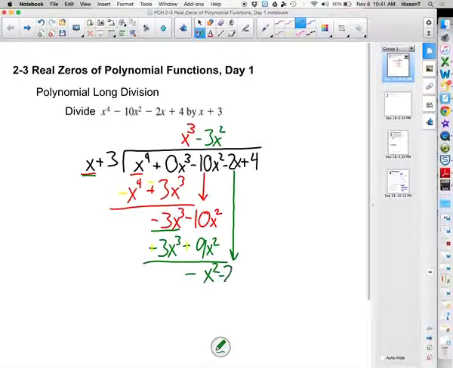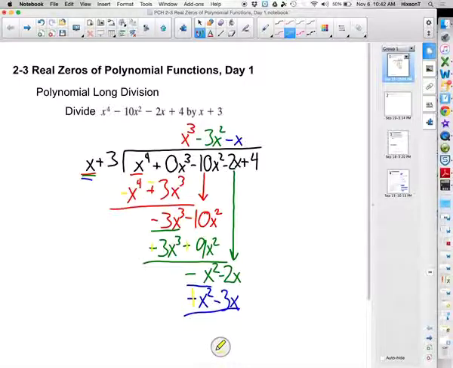So minus x squared minus 2x. Okay? So now for our next part. All we care about is the minus x squared divided by x. What's minus x squared divided by x? Minus x. We multiply it back. So we have a minus x squared minus 3x. There we go. And then what do we do with that? We subtract again.